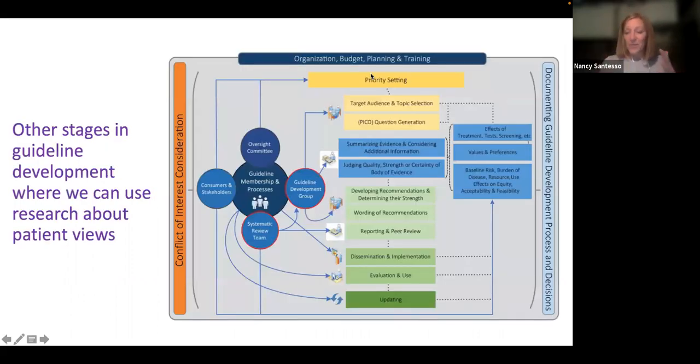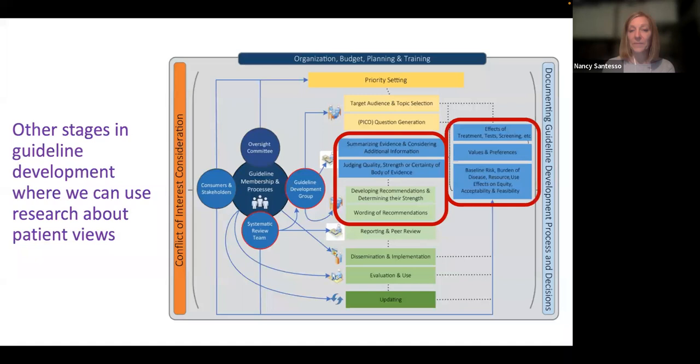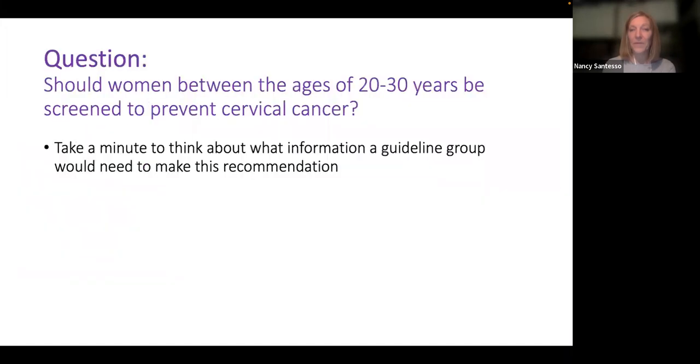So let's move on to the other stages in the development process. And in this next part, I'm going to focus on using information, mostly about benefits and harms. And we'll also talk about values and preferences and the other resource cost and use, etc. Okay, so let's focus on one question, and then I'll just ask you to think about something for a little bit as we go forward.